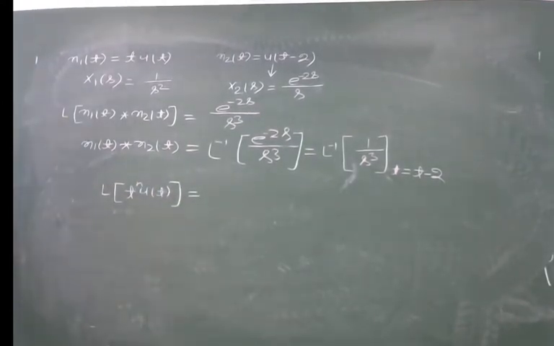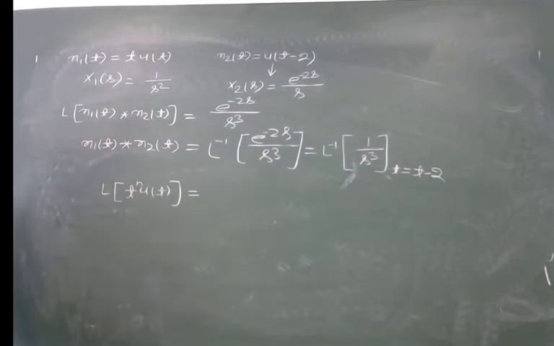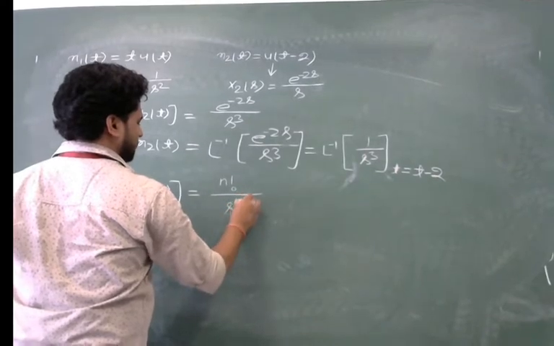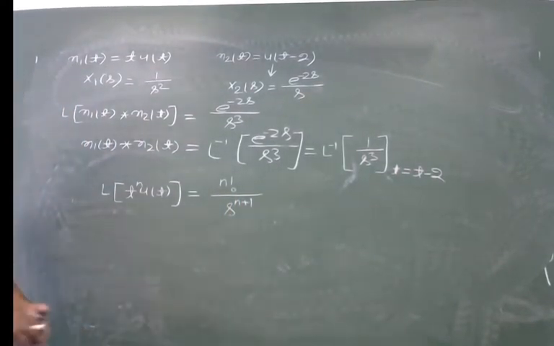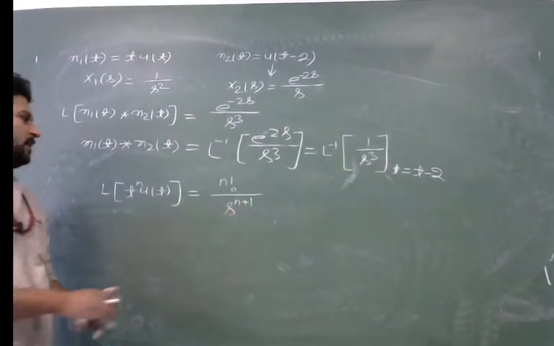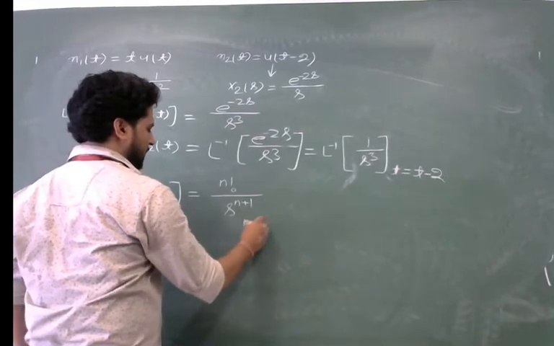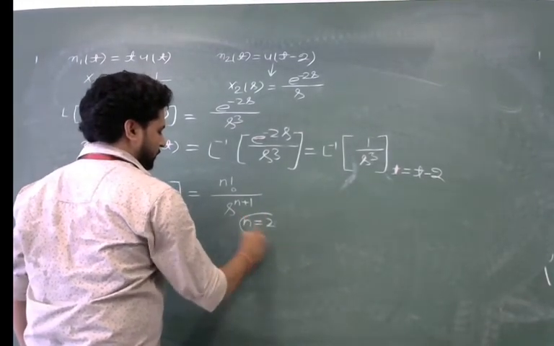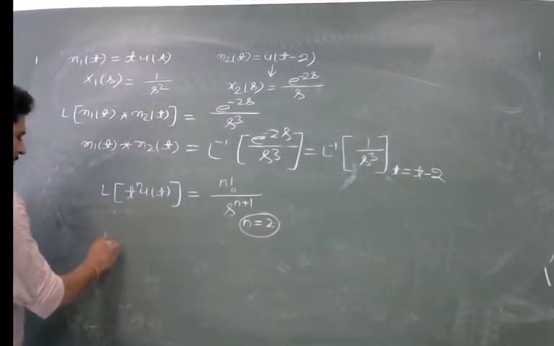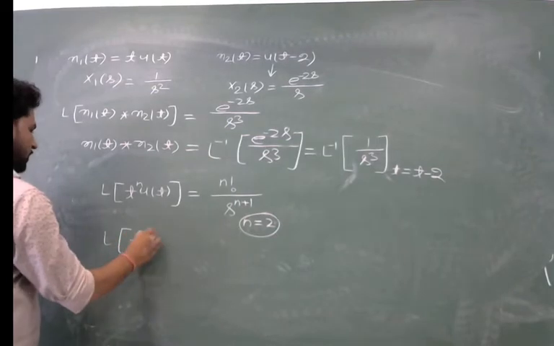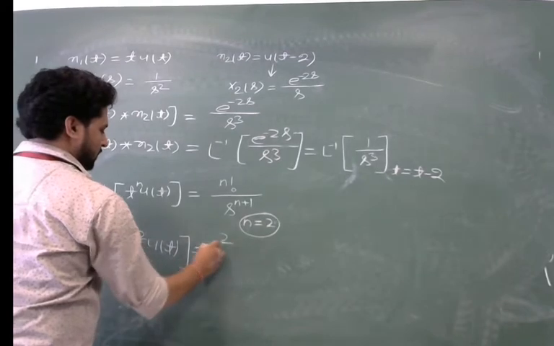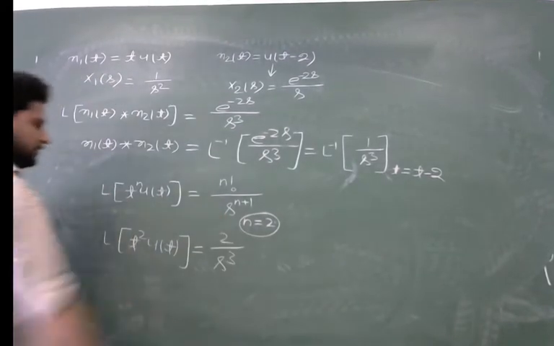Laplace transform of t power n u(t) will be equal to factorial n upon s power n plus 1. By using this, we can find 1 upon s cube in the denominator if the value of n is equal to 2. If n is equal to 2, then Laplace transform of t square u(t) will become factorial 2 upon s cube, 2 by s cube.